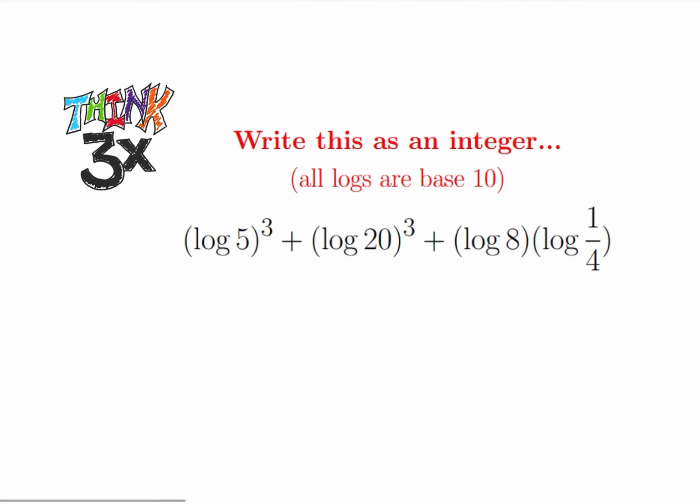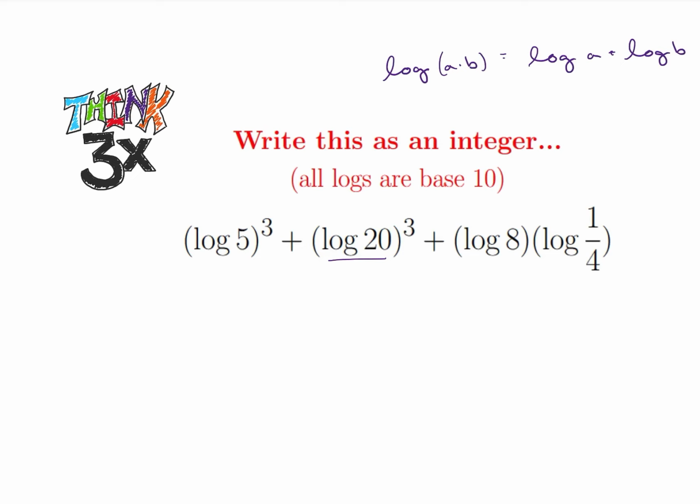So we notice that I have log of 5 cubed plus log of 20 cubed. Is there a way that I can simplify this log of 20 cubed? One of our log rules is if I have log of a times b, that's equal to log of a plus log of b. So log of 20 is the same as log of 5 plus log of 4. We're going to make use of that fact right here.